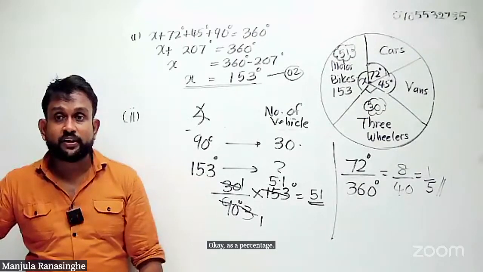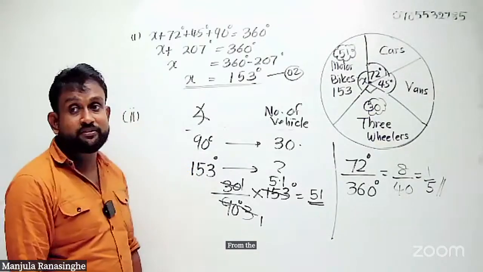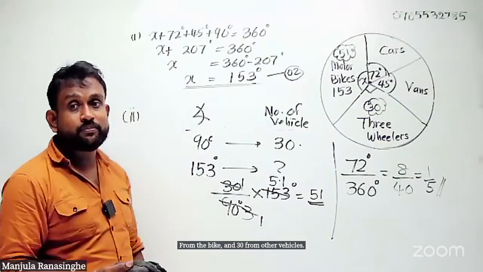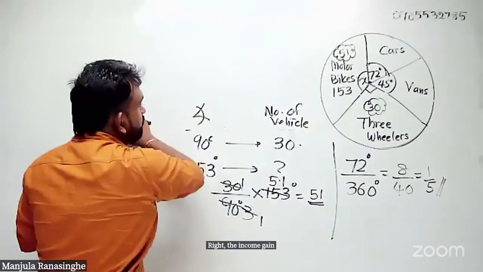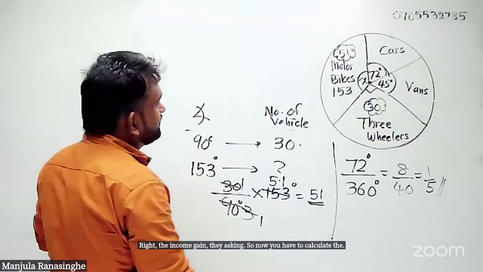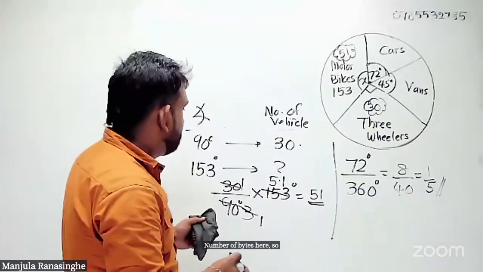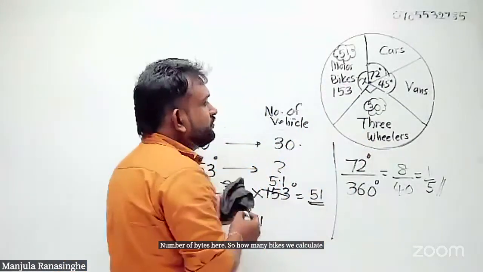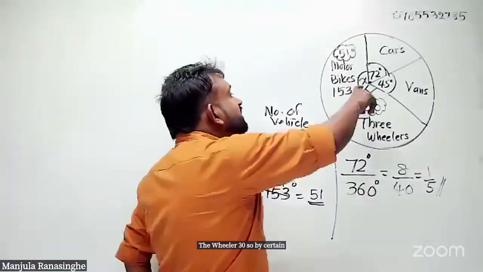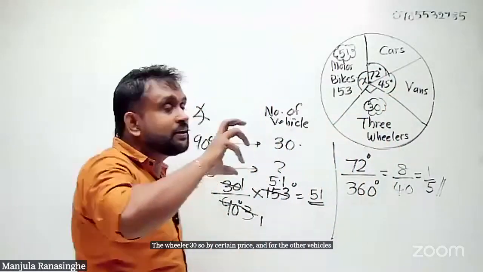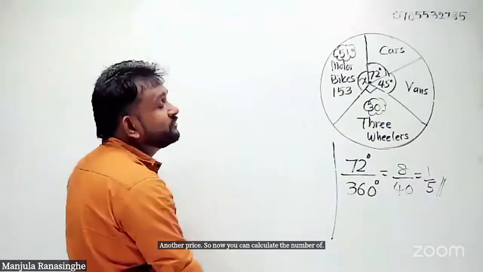The last part: if 20 rupees is charged from the bike and 30 from other vehicles, find the income gained on that day. The income gain they are asking. So now you have to calculate the number of bikes here. How many bikes do we calculate? Bikes 51, three-wheelers 30. So there is a certain price for bikes, and another price for the other vehicles: cars, vans, three-wheelers. So now you can calculate the number of bikes and the other vehicles.